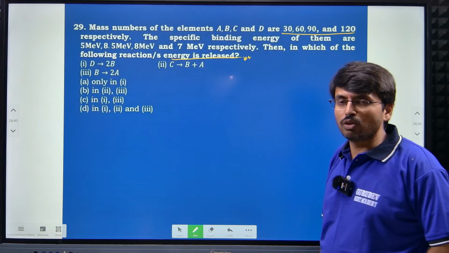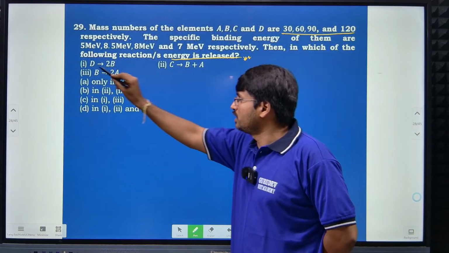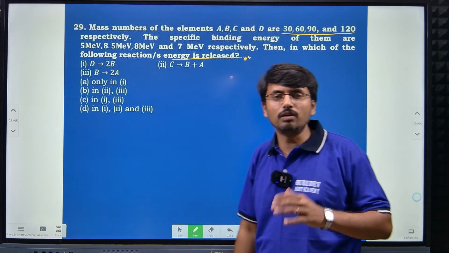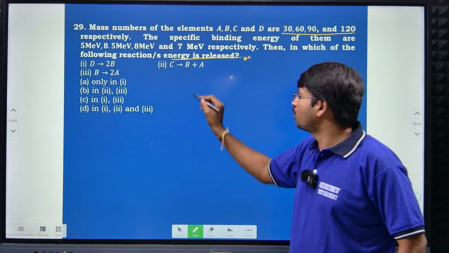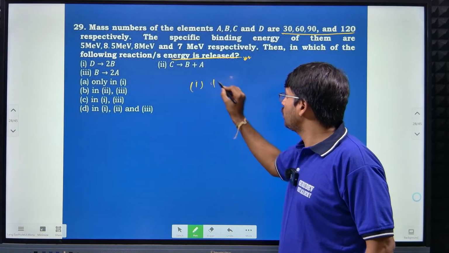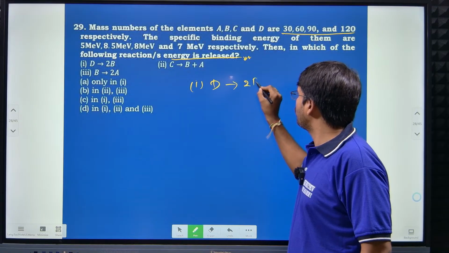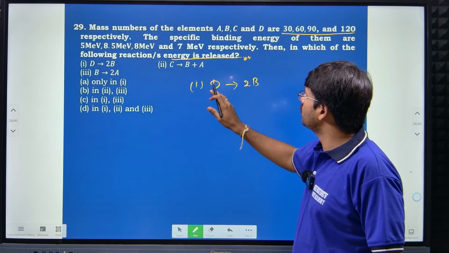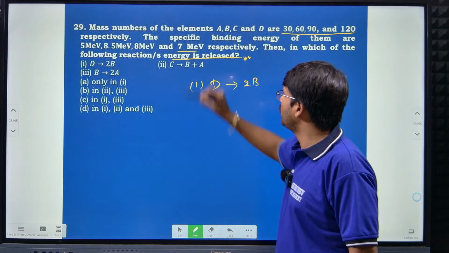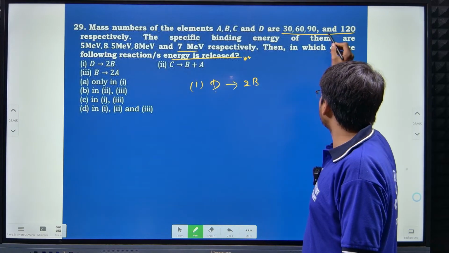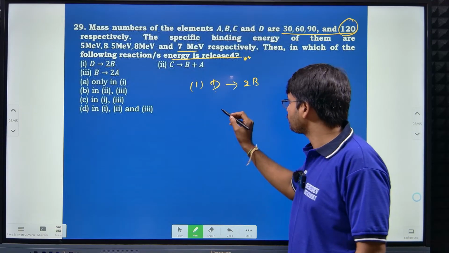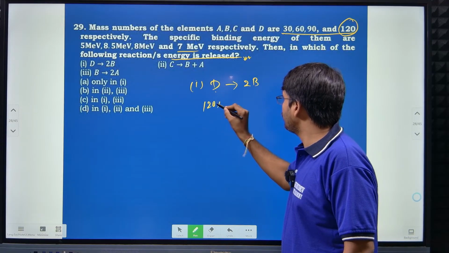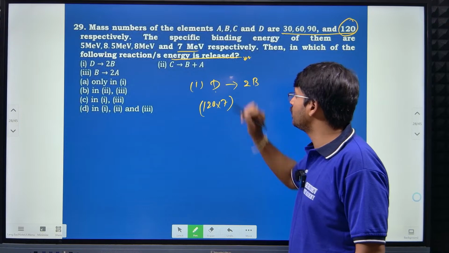For that, for every reaction we find the total binding energy for the reactant and also for the product. For the first equation, D changes to 2 B. What is the binding energy of D? D has a specific binding energy of 7, and the total number of nucleons is 120. So 120 into 7 is the total binding energy of D.